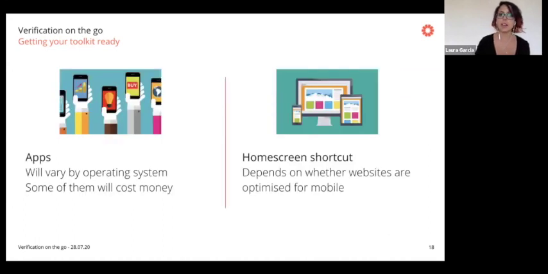And there's two ways of having these tools really available for you to use. Number one is by downloading apps. These will vary a little bit between operating systems and some of them will cost money. But a lot of them will also have in-app purchases, which means that you can do a certain amount of functions without having to pay. Or if you're doing this all the time, then maybe it's worth paying the $3 or whatever. And then the other one is by doing a home screen shortcut. That depends on whether the website that you're trying to look at is optimized for mobile viewing.